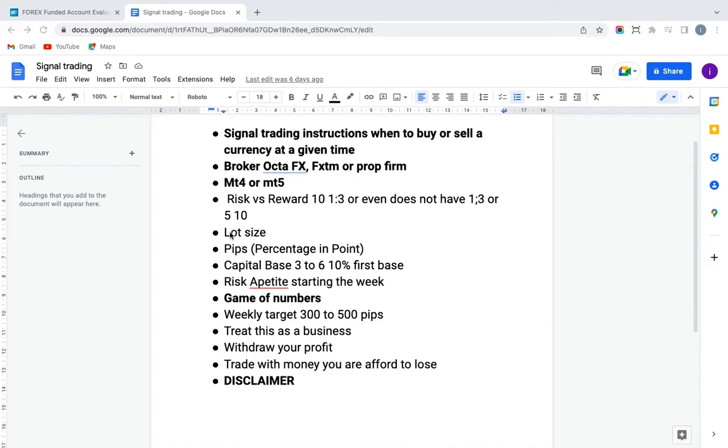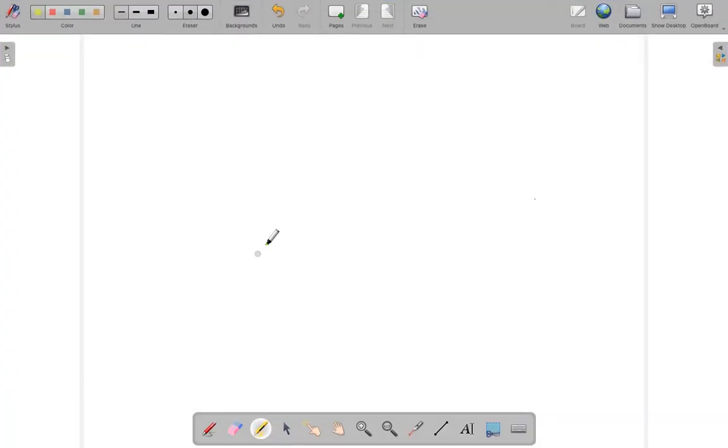Now, when you hear the word lot size, it means the amount you are willing to buy or sell of a particular currency pair. Let's say, for example, you have a $100 account, or a $1,000 account. The more capital you have, the better. You have a $100 account, and you want to place a trade with at most $10, which is 10%, and make use of at most 10% per trade. 10% of $100 is $10.